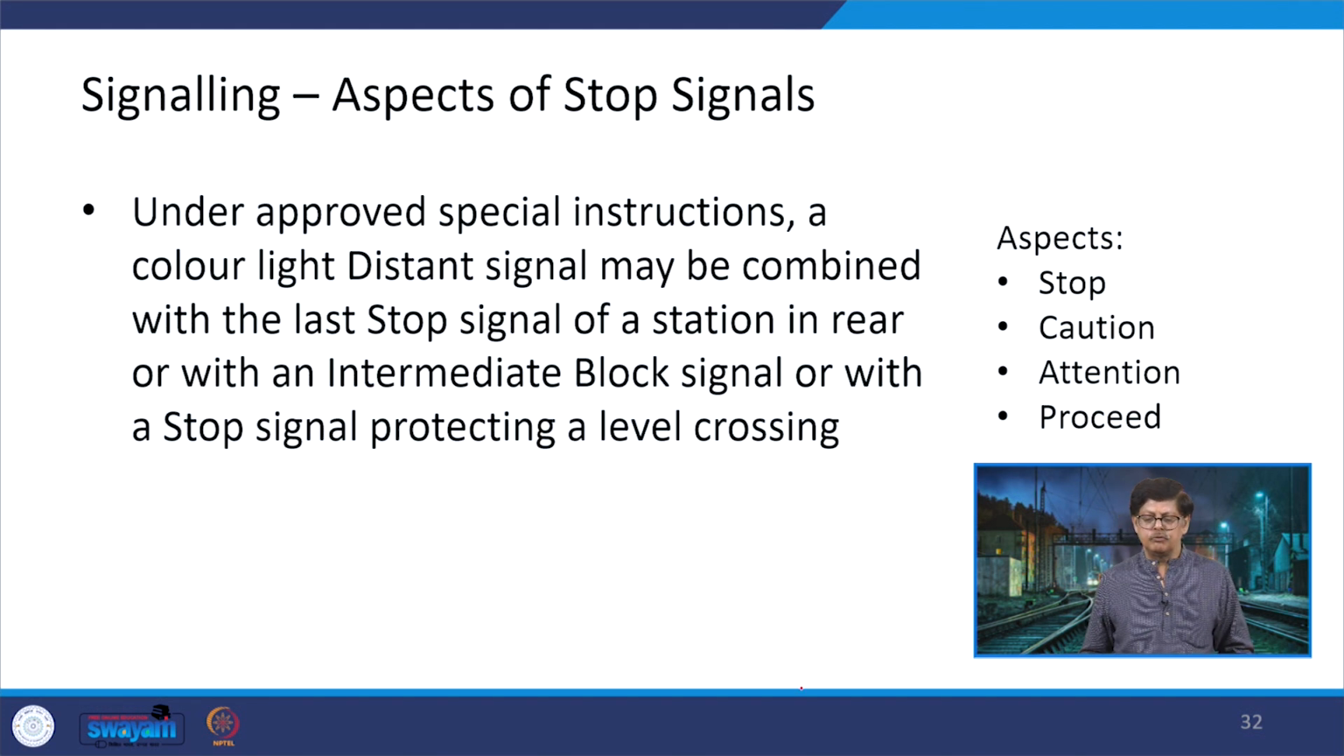Then under the approved special instructions, a color light distant signal may be combined with the last stop signal of a station in the rear, or with an intermediate block signal, or with a stop signal protecting a level crossing. So, if you are reaching a level crossing, then this particular one is defining how it can be done. It says the color light distant signal can be combined with the last stop signal of a station in the rear or an intermediate block signal. These intermediate block signals are also defined in short as IBS.